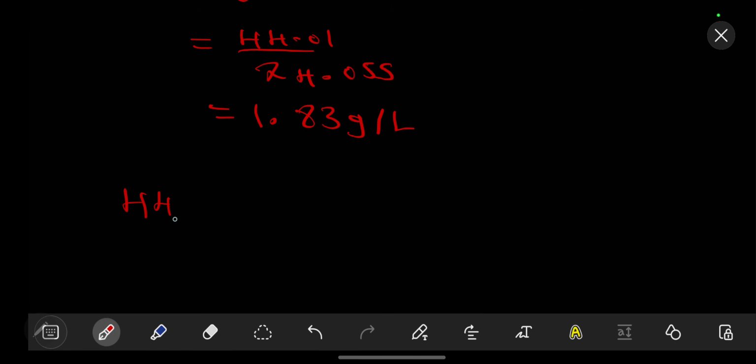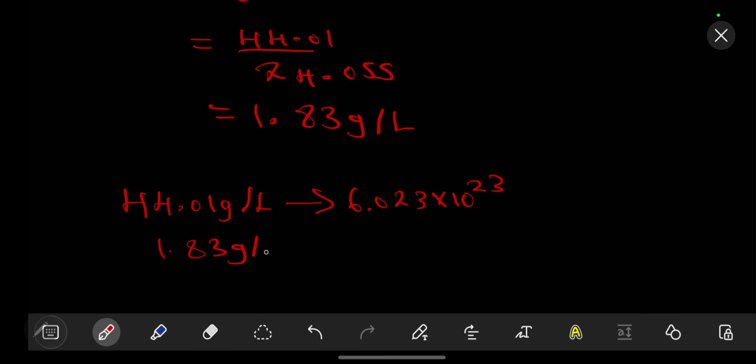So as long as you have a complete molar mass, 44.01 grams per liter, this is the same as density. So as long as you have this complete density, we are always going to have 6.023 times 10 raised to the power of 23. Then how about 1.83 grams per liter? This will give you, we don't know.